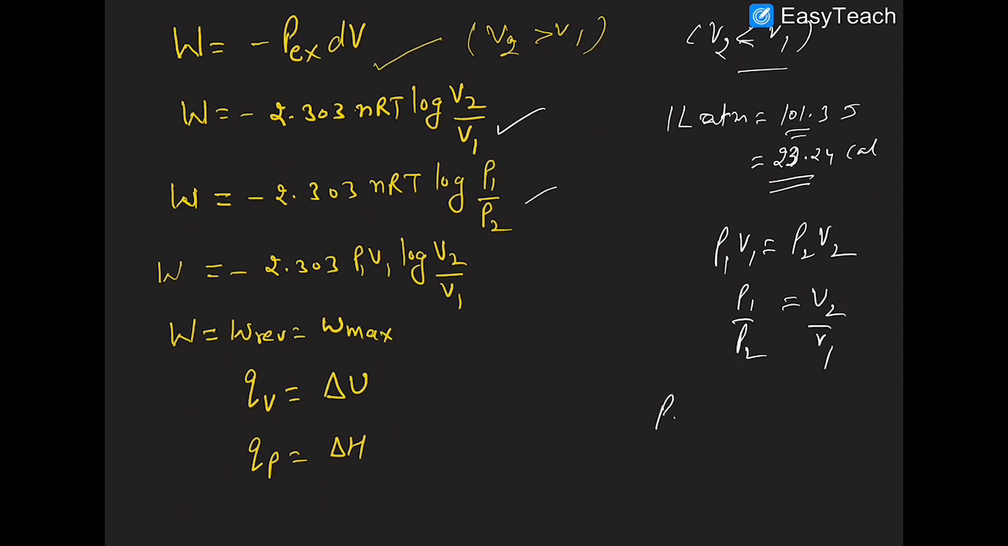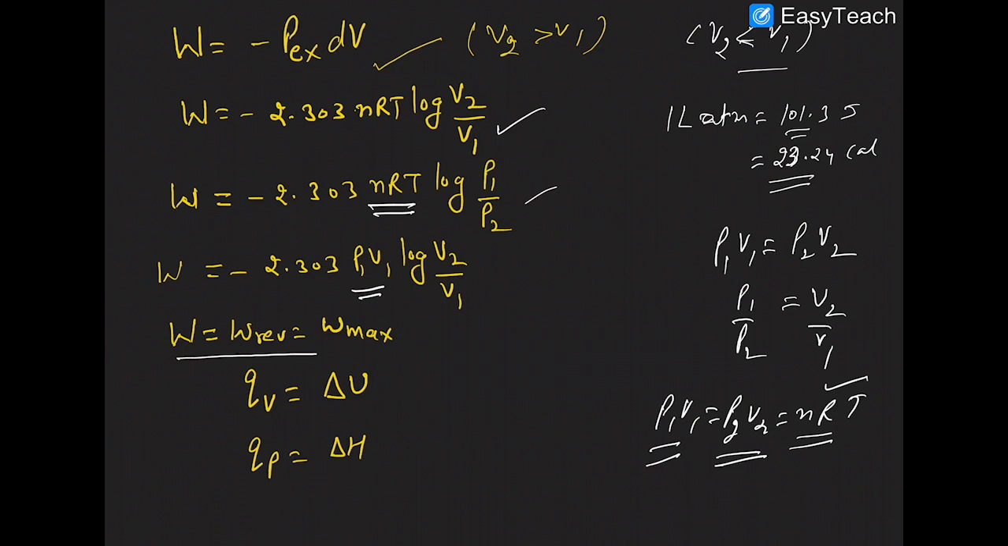Similarly, since P1 V1 equal to P2 V2 is equal to nRT, in place of nRT you can either put P2 V2 or you can put P1 V1, depending upon yourself. So in place of nRT you are putting P1 V1. So work done reversible is work done maximum in case of this.